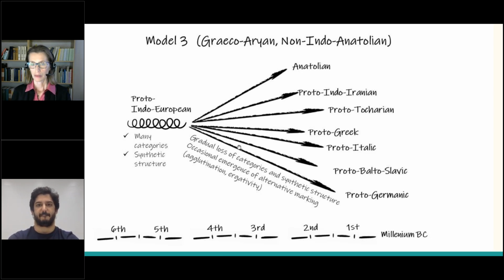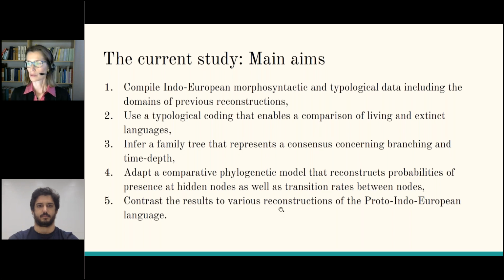The main aims of the current study can be summarized as follows: to compile Indo-European morphosyntactic and typological data, including the domains of previous reconstructions, to use a typological coding that enables a comparison of living and extinct languages, to infer a family tree that represents the consensus concerning branching and time depth, and to adapt a comparative phylogenetic model that reconstructs probabilities of presence at hidden nodes, as well as transition rates between nodes, and then to contrast the results to various reconstructions of the Proto-Indo-European language.